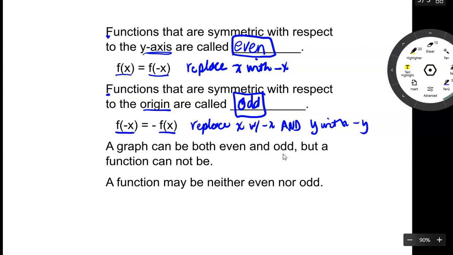So if you just have an equation, it could be both even and odd, but if it's a function, it cannot be both. It will either be even or odd or neither. And it is totally possible for it to be neither. And that's what this very last sentence says, a function may be neither even or odd. So a graph could be both, but a function cannot be both, but it could be neither. Okay, that concludes section 2.4.